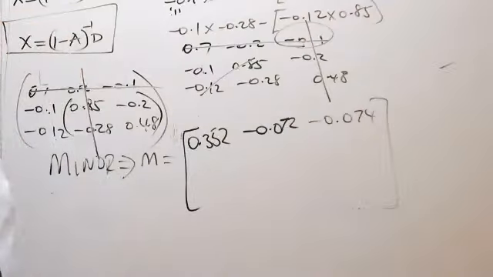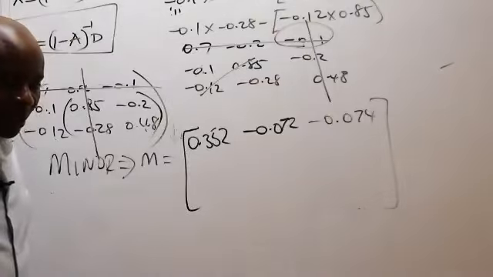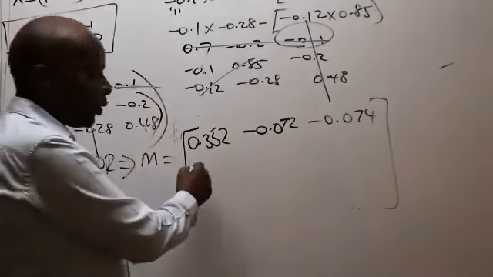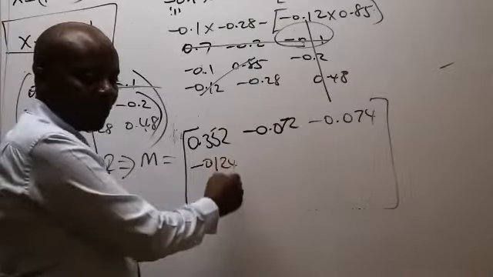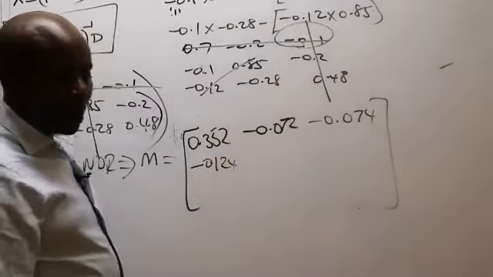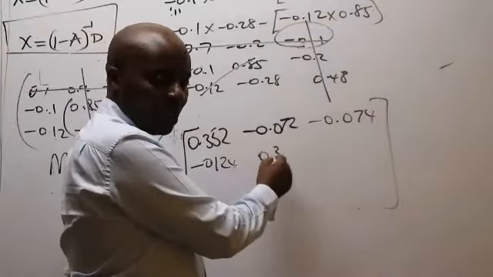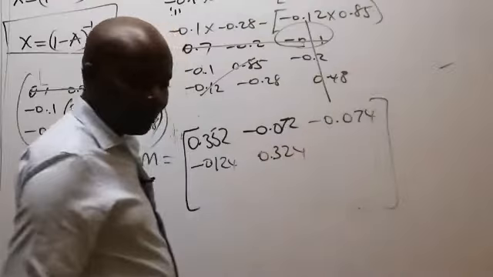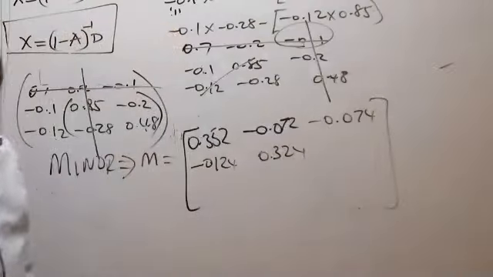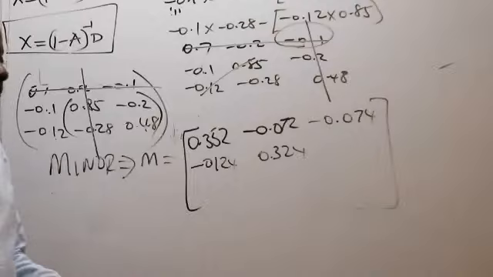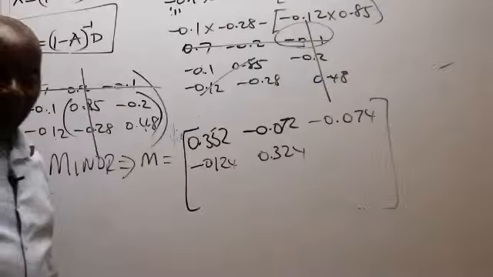And then now Lucy is giving us minus 0.124 here. Thank you very much. James is giving us 0.324 there, the fifth one. So please finish up all of them. Finish up all of them.